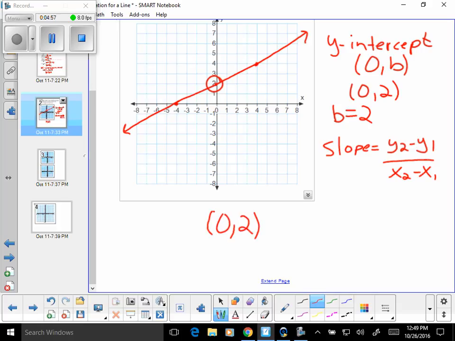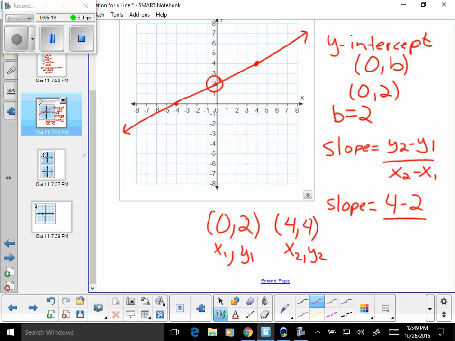And then I'm going to find another point. I'm going to use this 4, 4. So we substitute into the equation. Now remember, this is x sub 2, y sub 2, I'm going to call this one x sub 1 and y sub 1. So I'm going to take 4 minus 2, and then I have to take my x sub 2, which is 4 also, and subtract 0.